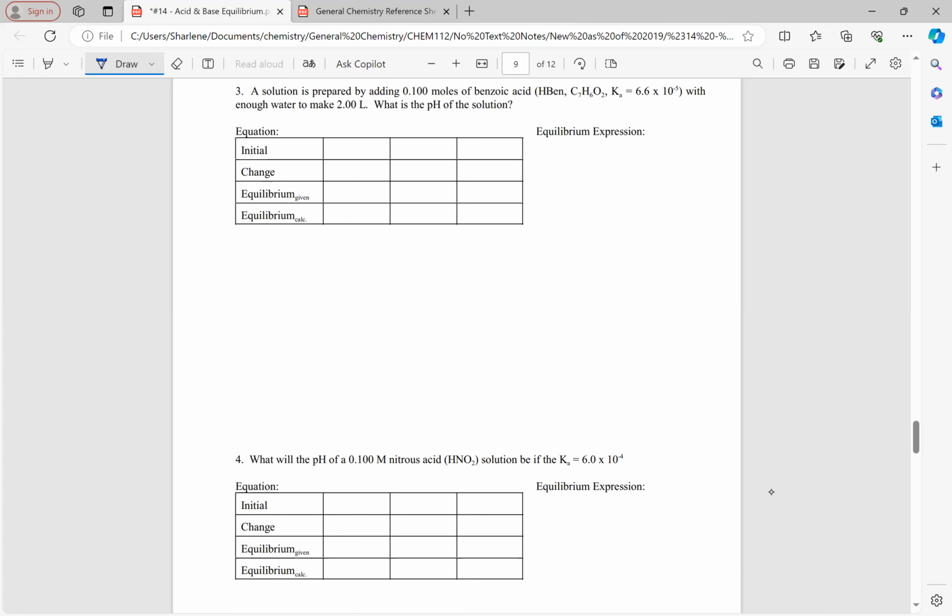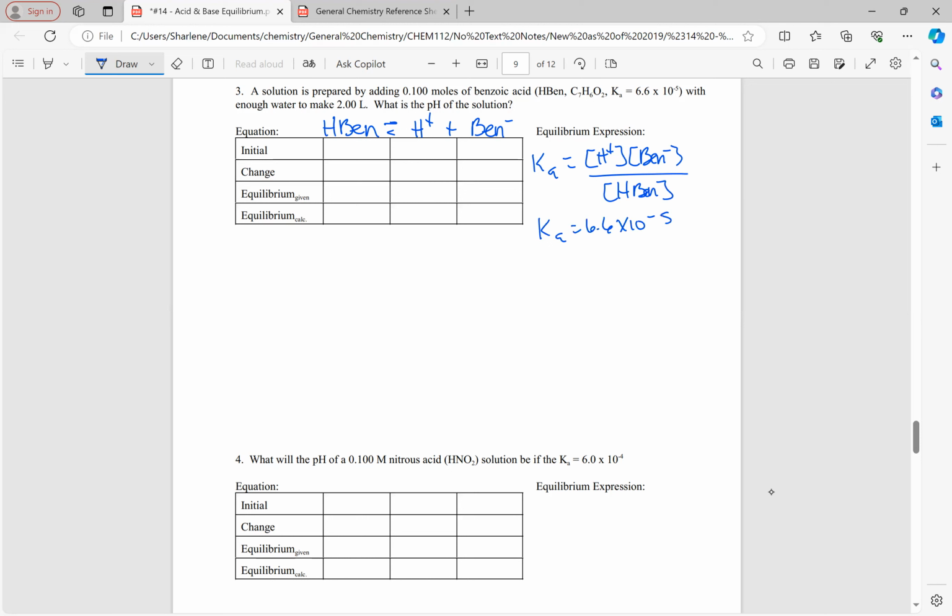All right, I'm going to do my fun little abbreviation. Oh, look, it's HBen. So my proton plus benzoate, my Ka is equal to the proton times Ben minus over HBen, and that equals 6.6 times 10 to the minus fifth.